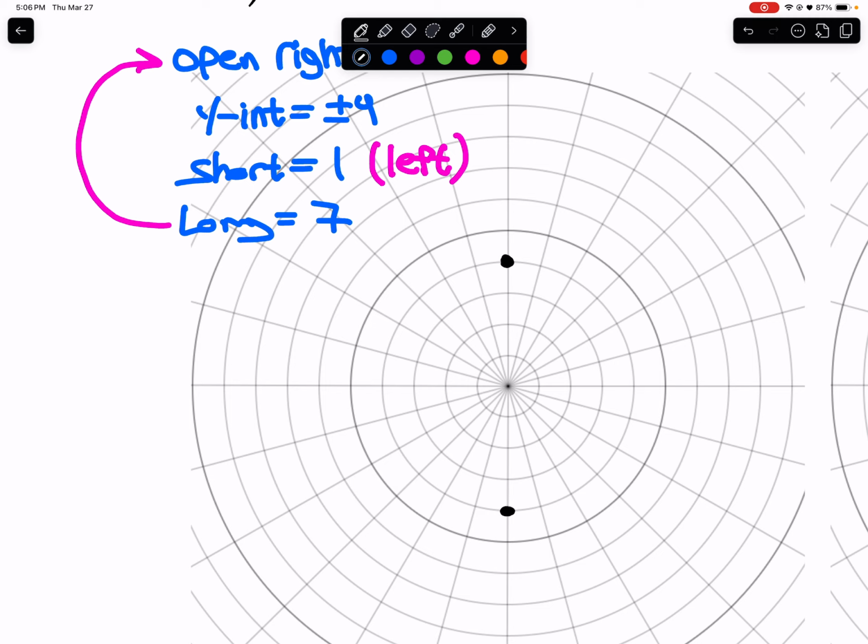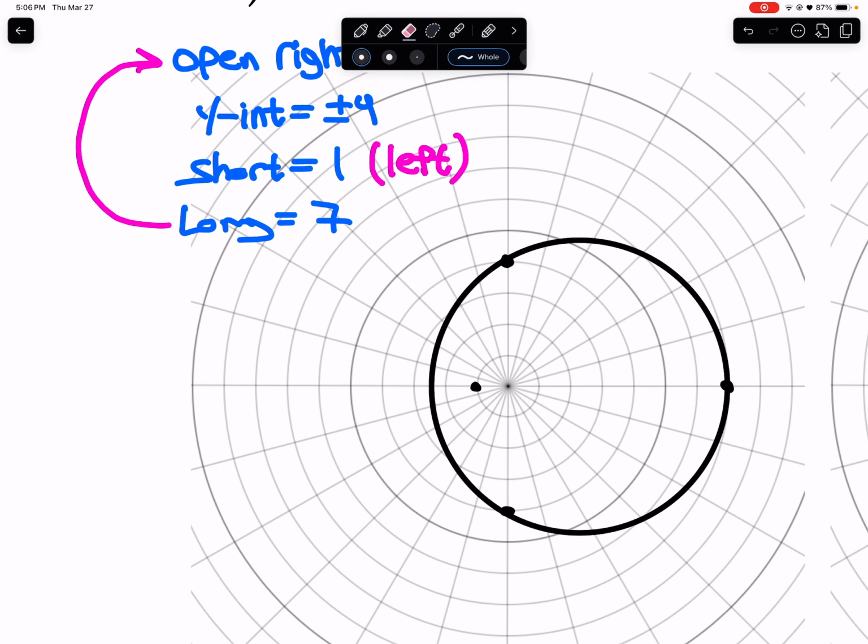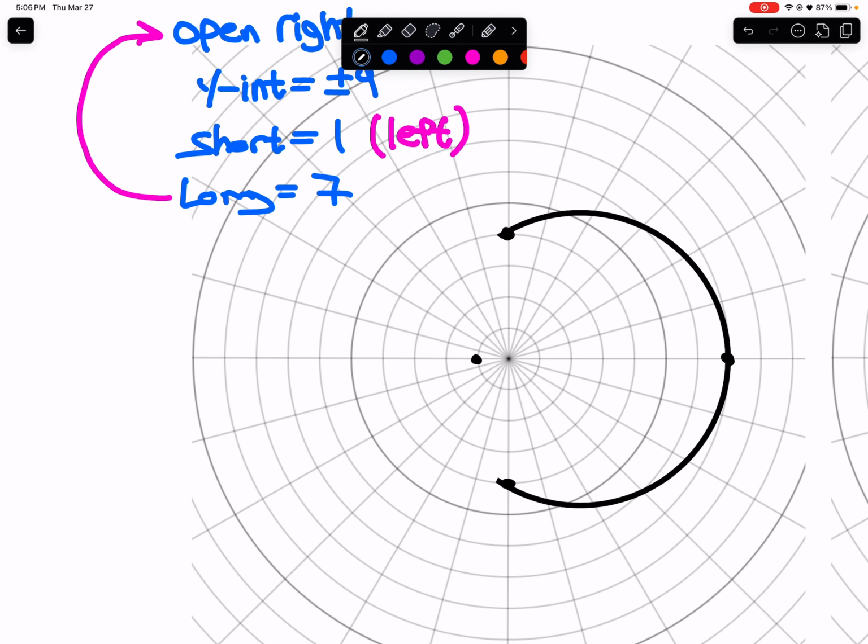And then for the longer side, I'm going to go to 7, but the shorter side is going to go to just 1. So once again, I'm going to start with the circle. Expand it. Use my partial eraser. And then for the rest of this one, it's going to be a little wavy, which is kind of how I like to describe it.